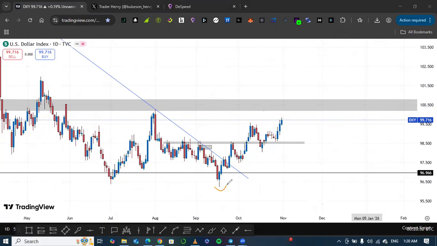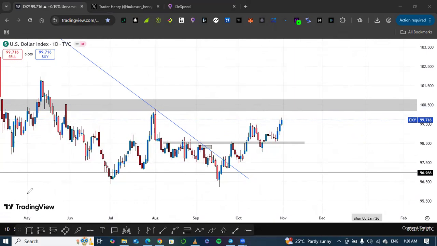This is a low here. We have a higher low here, another higher low, another higher low here. This is another higher low. So as you can see, this is a clean and clear uptrend formation. The market is now in an uptrend.